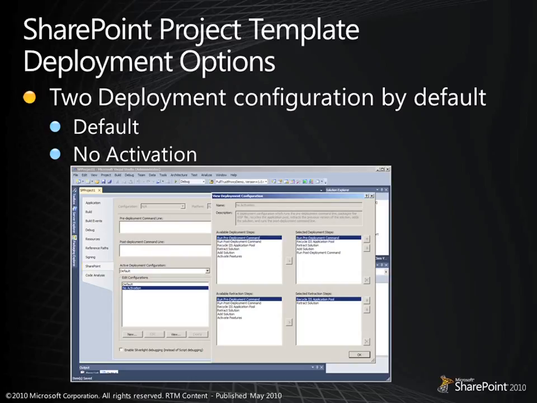The default configuration has all the steps necessary to deploy and activate the features of the solution, as well as the steps necessary to remove the solution. The no activation configuration is much like the default configuration, except it does not include the activate feature step. This allows the developer the opportunity to attach the Visual Studio debugger and step through the feature event receivers.